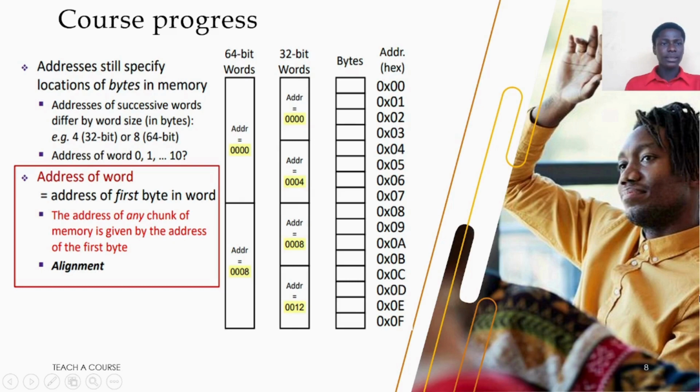Okay, so let's look at this. In the progress of this course, the address of a word is equal to what? The address of the first byte in the word. As you can see in this diagram, it's being packed in chunks, let's say, in divisions of the memory system.